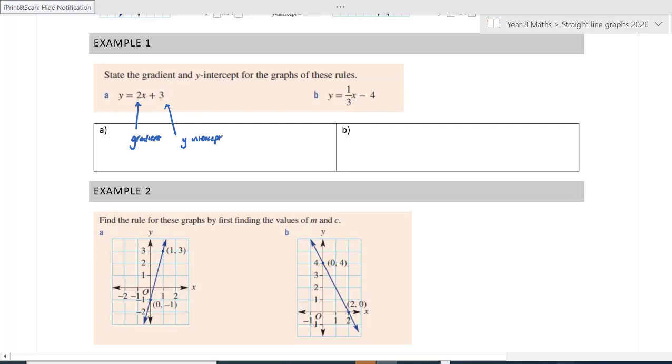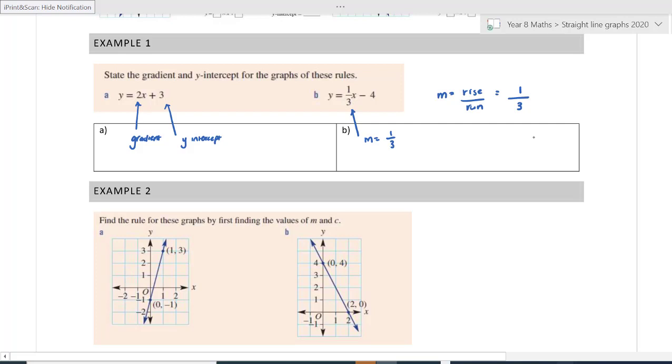Likewise, a gradient can be a whole number. It can also be a fraction. So what does it mean? Well, the gradient is equal to the rise over the run. If I've got a fraction of a third, it rises 1 and it goes across 3. So there's the gradient, which we can also write as m is 1/3. Again, the coefficient of x.